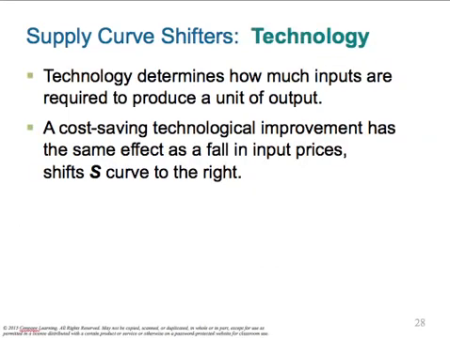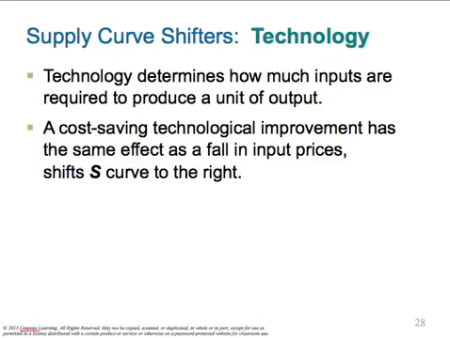Another supply curve shifter is technology. Technology determines how much input is required to produce a unit of output. Technology can make things more efficient. You can make more goods with fewer inputs, which cuts down on your costs, or the opposite could be true. A cost-saving technological improvement has the same effect as a fall in input prices.